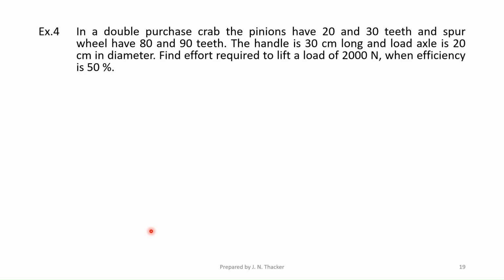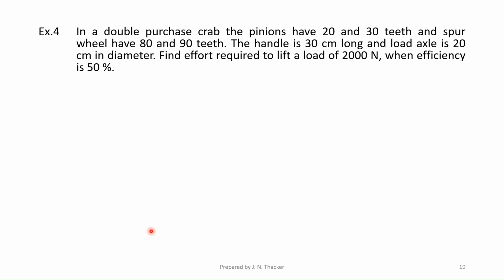Now example number 4. In a double purchase crab, the pinions have 20 and 30 teeth and spur wheel have 80 and 90 teeth. So these teeth values are your T1, T2, T3 and T4. Right? The handle is 30 centimeter long and load axle is 20 centimeter in diameter. Find effort required to lift a load of 2000 Newton when efficiency is 50%.